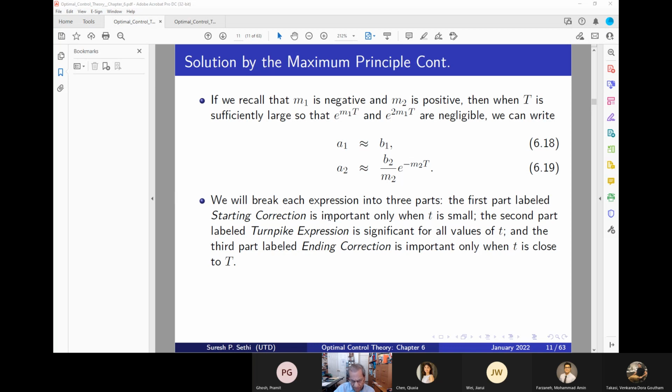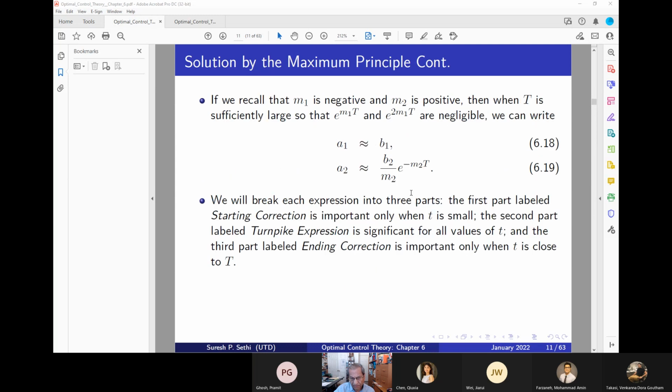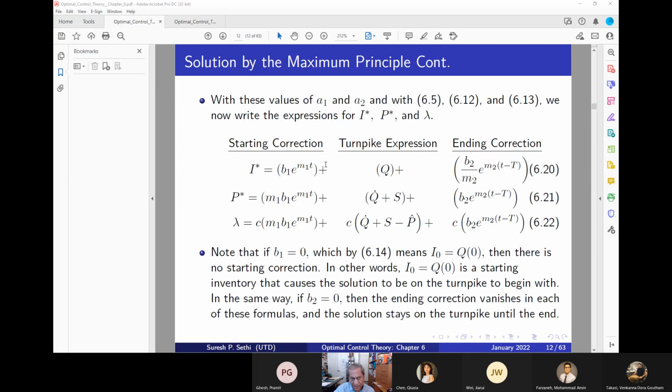I will call it 3 parts. So I break this solution into 3 parts. First part is this part. Second part is this part. And the third part is this part. Production, the same thing. Lambda, the same thing. So these terms I will call an ending correction because they matter when small t is very close to capital T. And this is what is called a turnpike, which I will say a little bit more about briefly. And this is the starting correction when I'm not on the turnpike.